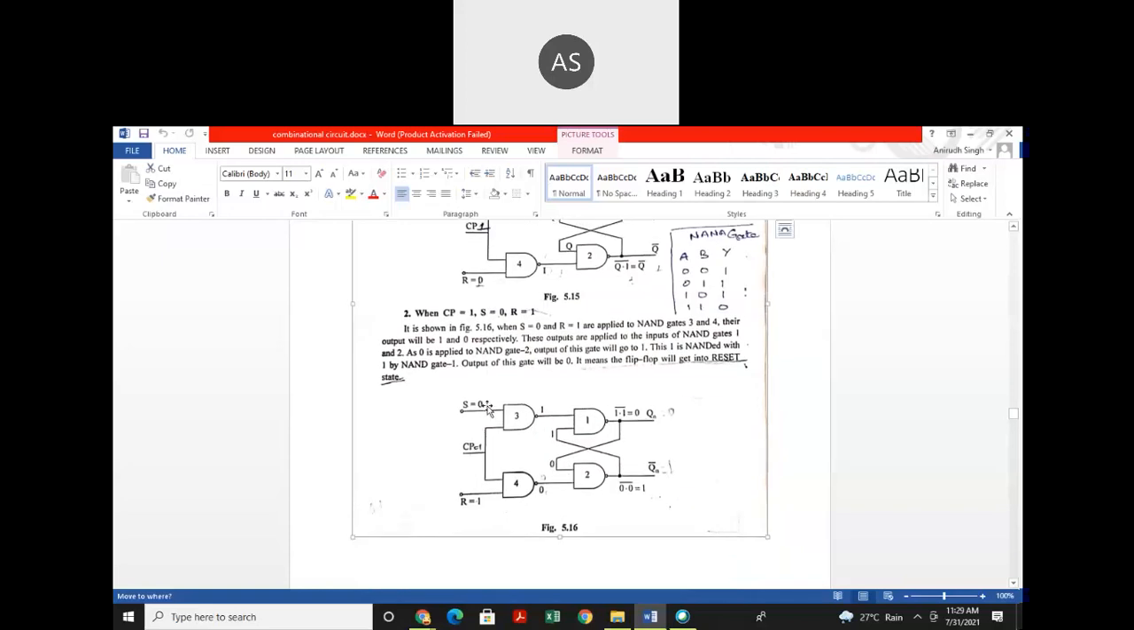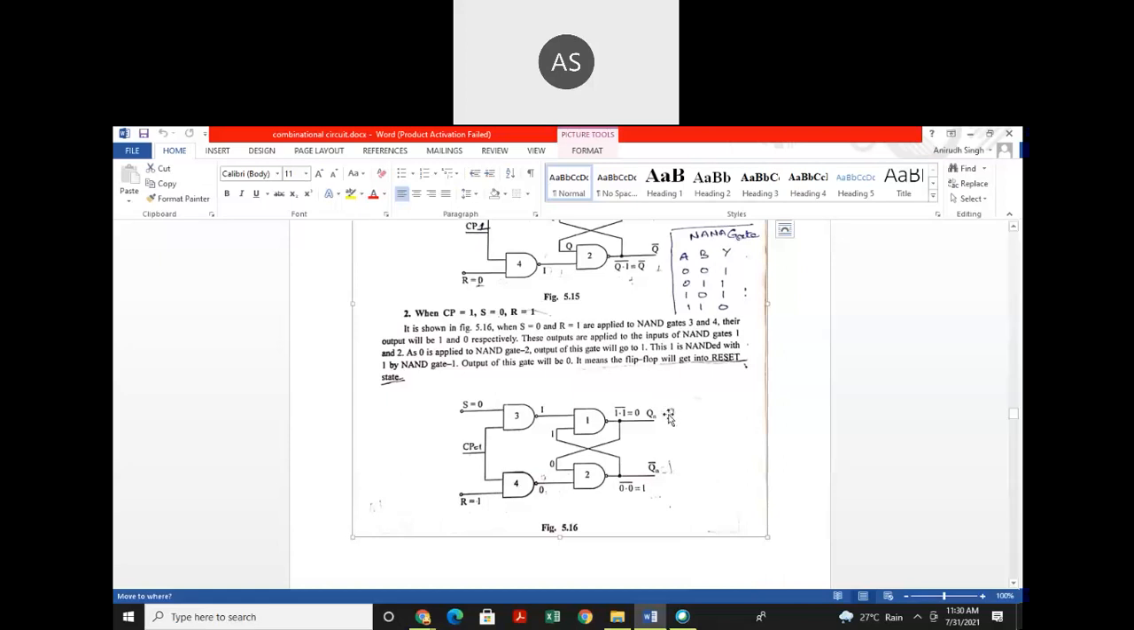When S is 0, R is 1, and the clock pulse is 1. So 1 and 1 gives 0, and here we get 0 and 1, so here we get 1. Then if the previous state is 0, then 0 and 0 makes 1, and 1 and 0 gives 1. So there is no change in this state. The previous and next state are both the same as 0.